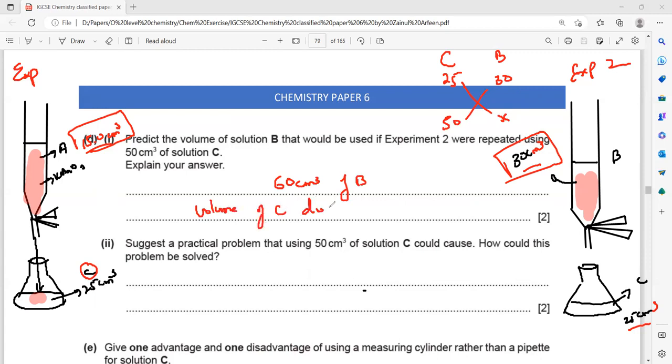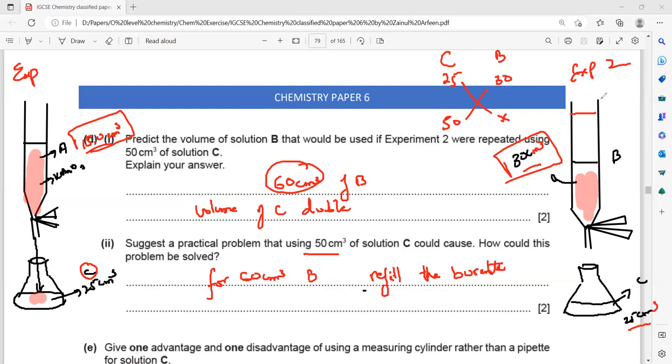So the volume of C is double. That's why the volume of B will also be double. We need it twice. But what is the drawback of using 50 cm cube? Suggest a practical problem using 50 cm cube of solution C. We need 60 cm cube of solution B. For 60 cm cube of B, we have to refill the burette, because the burette can maximum hold 50. It cannot hold 60.